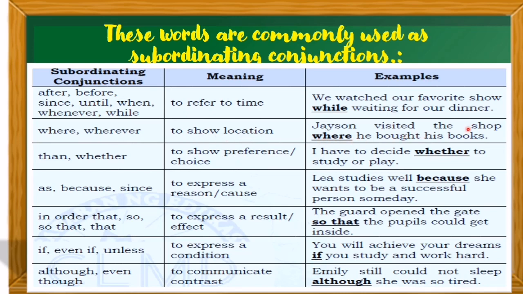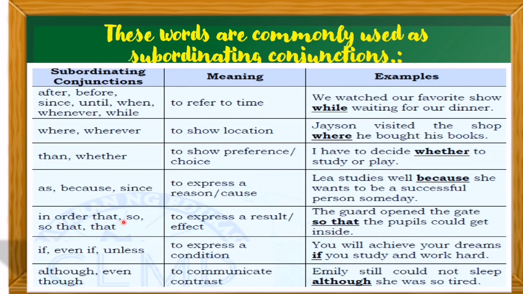Jason visited the shop where he bought his books. Next is whether, to show preference or choice. So the example: I have to decide whether to study or to play. So you have your choice. Next are as, because, and since, to express a reason or cause. Leia studies well because she wants to be a successful person someday.